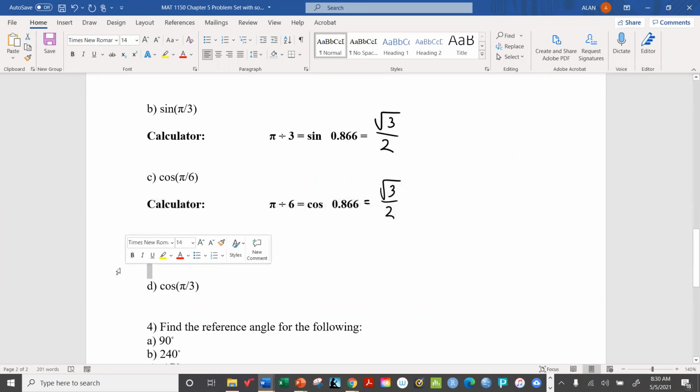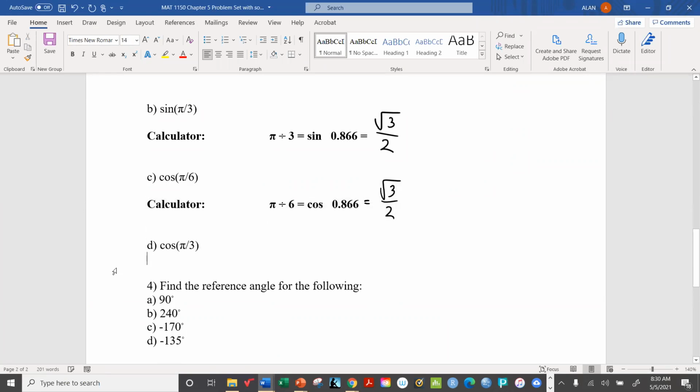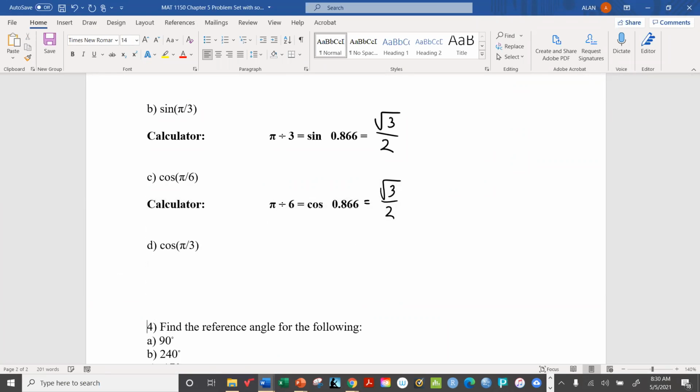And then finally, we have cosine pi over 3. All right, so it'll be exactly the same, except we're dividing by 3. And so this time, what do we get? A half. Oh, I like it when it turns out nicely like that. A half.